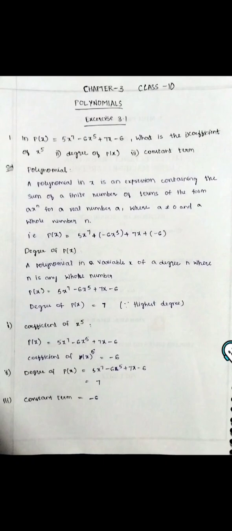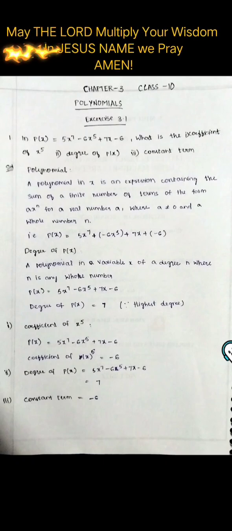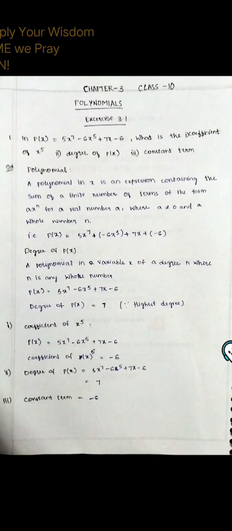And the degree of P of x: a polynomial in a variable x of degree n, where n is any whole number. What is that whole number? P of x is equal to 5x power 7 minus 6x power 5 plus 7x minus 6. What is the highest power? In the above definition, we have seen that n stands for the power, a whole number. What is that whole number? That is 7. The degree of P of x is 7, which is the highest degree.